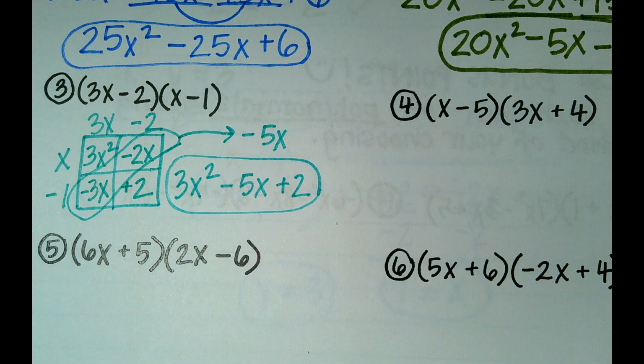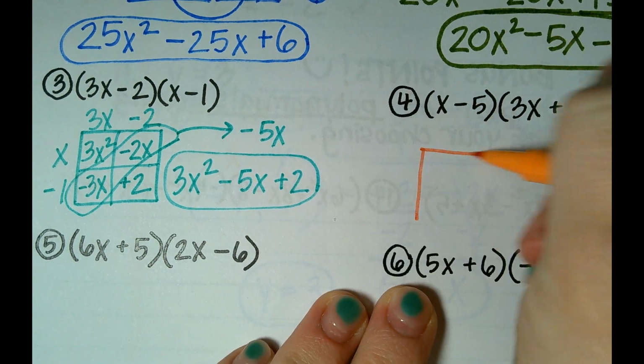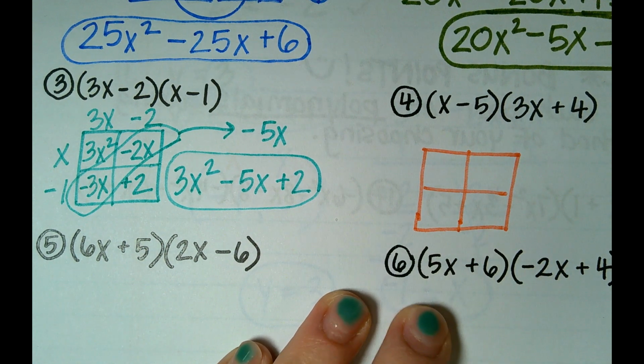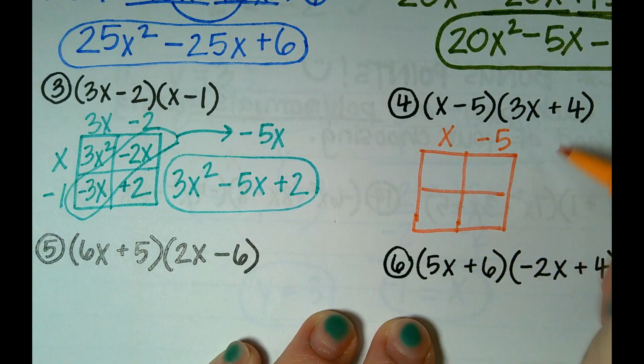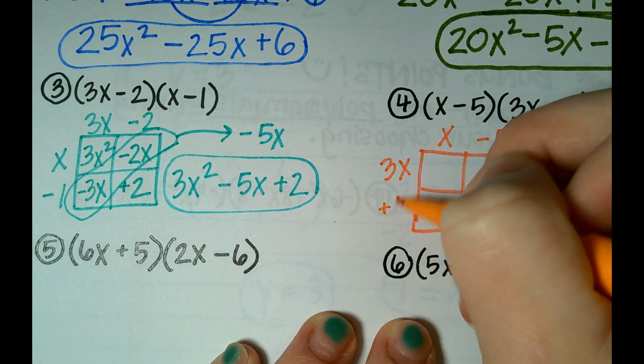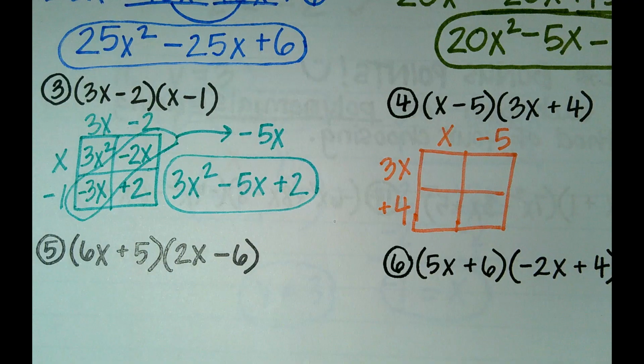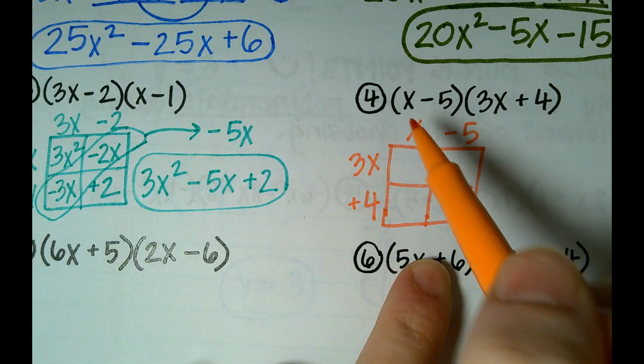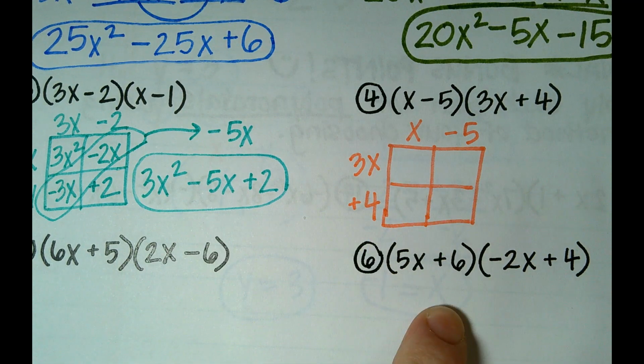And I'll go ahead and get number 4 set up with the box method as well. Now I've got x minus 5 and 3x plus 4. Okay, before we run through number 4, do we have any questions about number 3? No. Okay, so looking at number 4 now, I've done the same thing to get started. I've put my box here and I've lined up my terms to be multiplied.